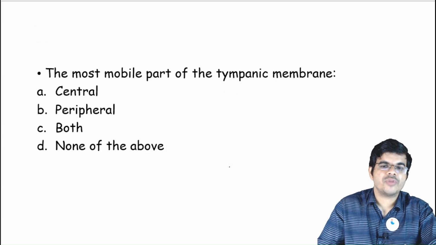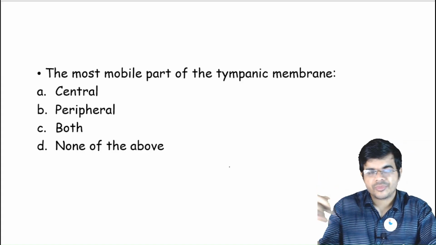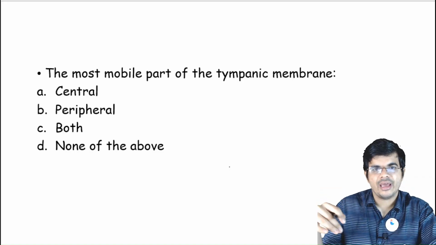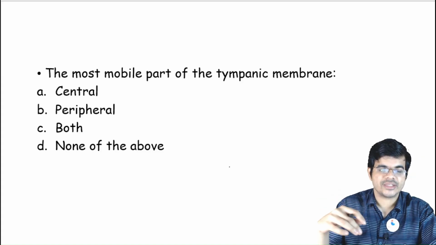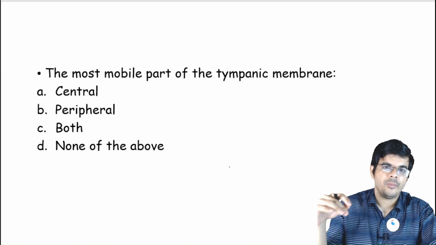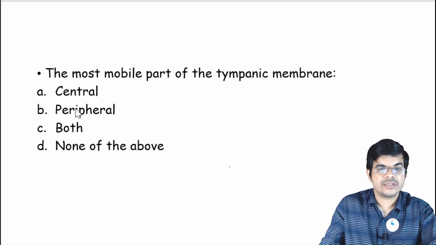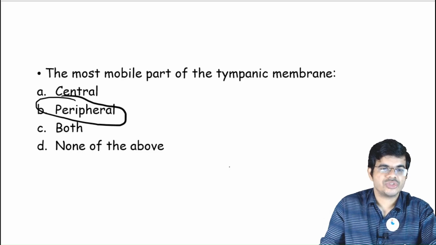Now, the most mobile part of the tympanic membrane is central, peripheral, both, or none of the above. In the center, the handle of malleus is attached to the tympanic membrane, so it will be less mobile. And in the most peripheral part, it is attached to the tympanic annulus and the tympanic sulcus, so that also will not be very mobile. It is actually the paracentral area which is the most mobile, but in this question you can write peripheral because it is more mobile compared to the central area. So that is the answer to this question.